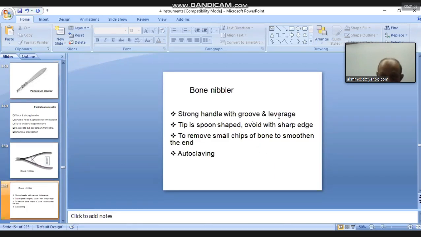With bone nibbler, we remove small chips of bone. A strong handle with groove and leverage. Tip is spoon-shaped, ovoid with sharp edges. To remove small chips of bone to smoothen the edge. When a fracture occurs, the end of the bone is almost always irregular and rough. Then the small piece of bone, the irregular piece of bone, we can remove with bone nibbler.